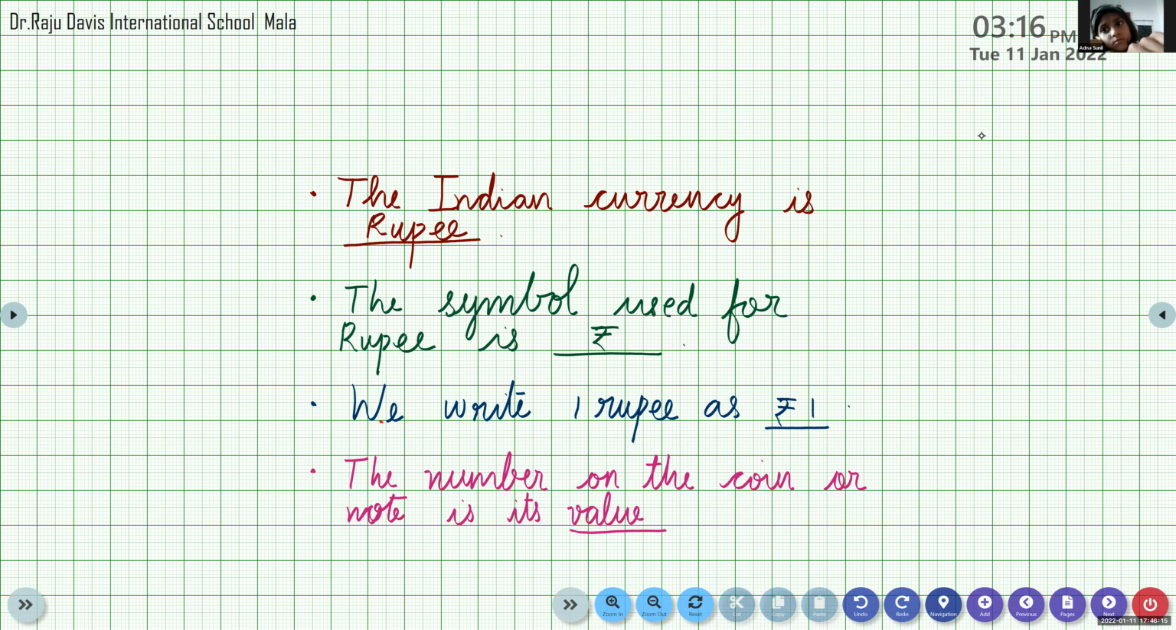Ma'am, we can close our notebook. No, some more we have to write. We are going to write in words and figures, so 3 more questions are there. Then we can close.